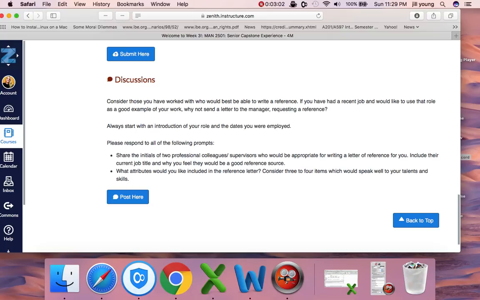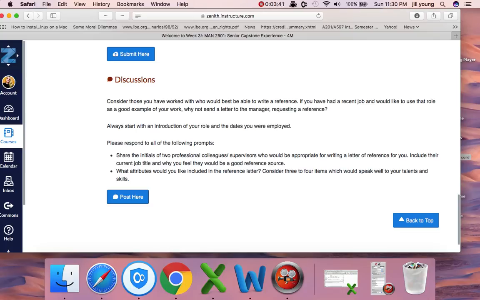What attributes would you like included in the reference letter? Consider 3 to 4 items which would speak well to your talents and skills. So what I want you to do is, whether it's a position that's higher up in your current company or it's a different career, think about the characteristics that are needed for that particular career or that position in that career, and think about how that can relate to your current job. And how can your supervisor or colleague describe you within that attribute or characteristic?